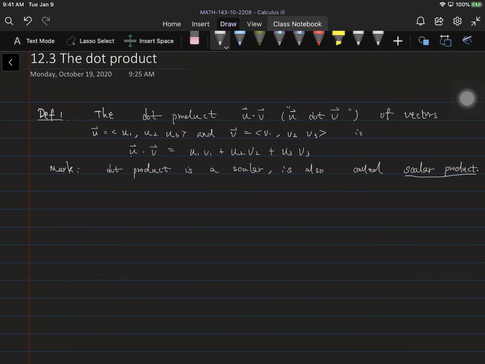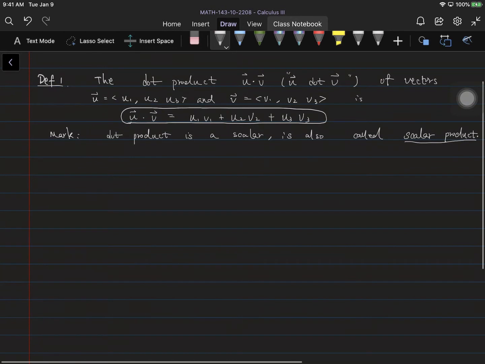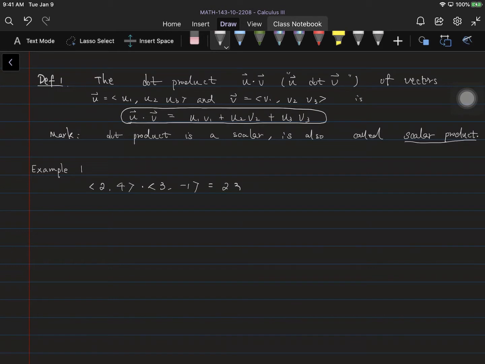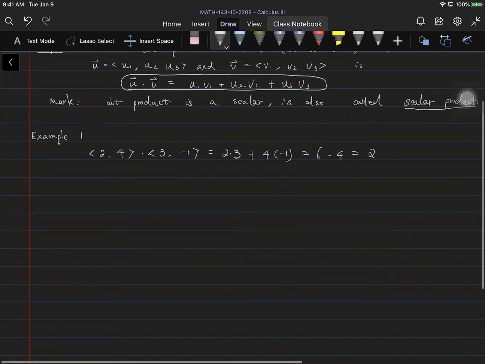For the definition, just memorize this formula for how to do the calculation: u1 v1 plus u2 v2 plus u3 v3. Now let's take a look at an example of how to calculate the dot product between two vectors. Here I just write down two vectors directly, dot 3, negative 1. So u1 v1: 2 times 3 plus 4 times negative 1. Just do the calculation: 6 minus 4, which is 2. It's a scalar, right? It's going to be a number.